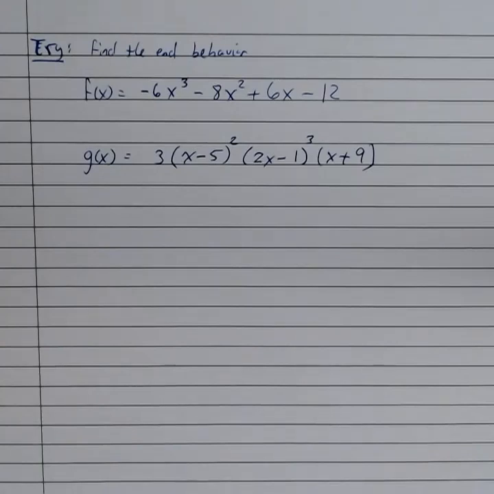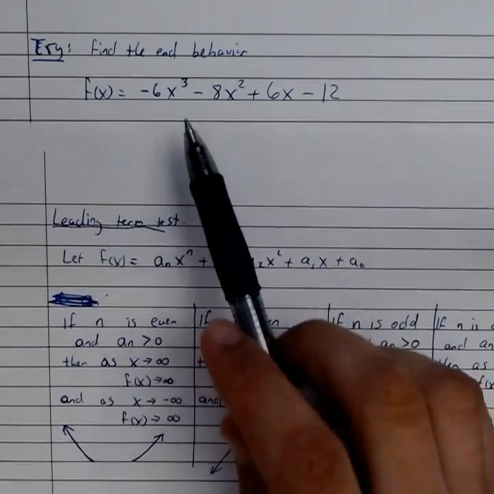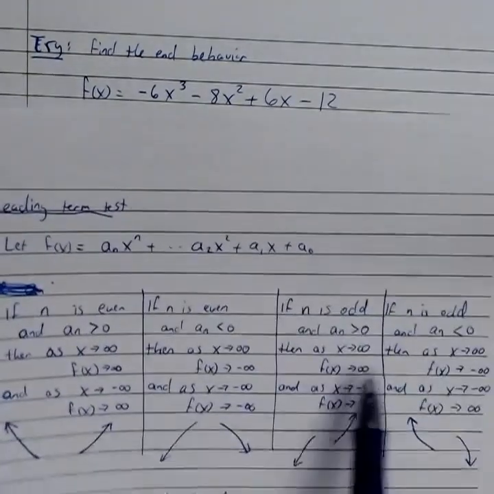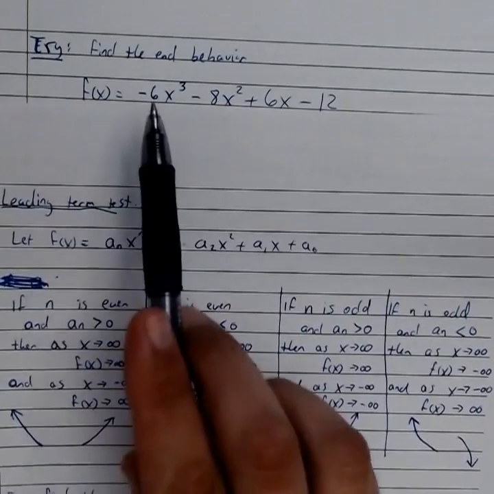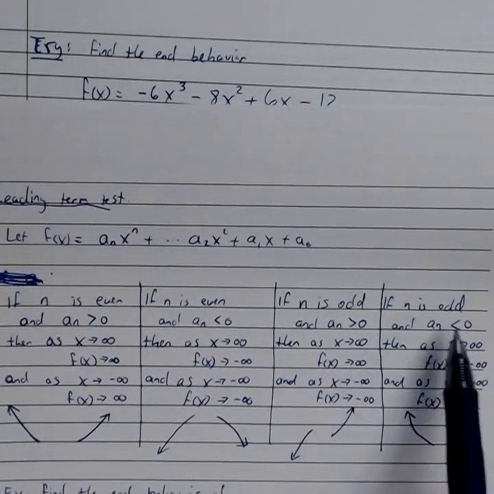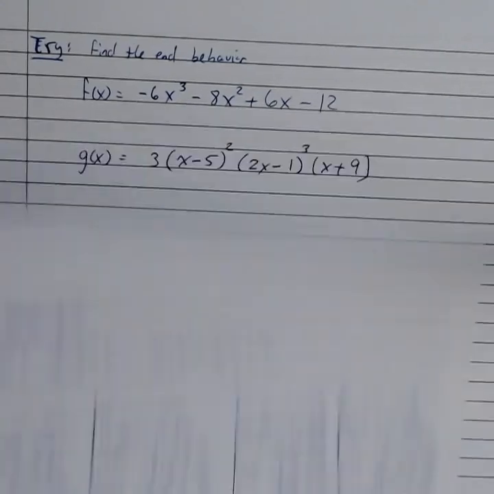All right, so for that first one, we don't really have anything to do. Just look at the power, look at the term with the biggest power. That's an odd power. Okay, so it's one of these two. And the lead coefficient is negative. Okay, so an odd power and the coefficient is less than 0. It's negative. Okay, this is your end behavior right here.